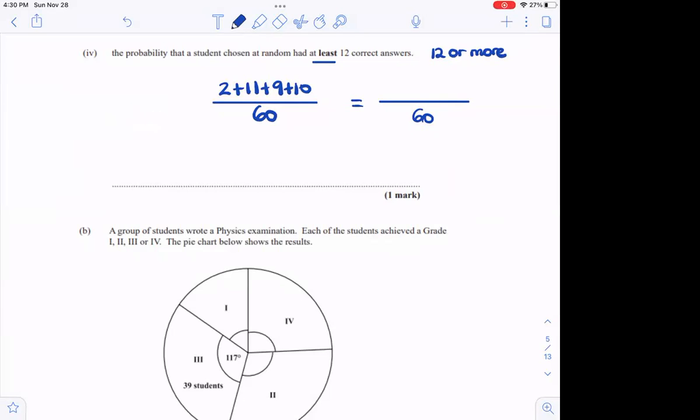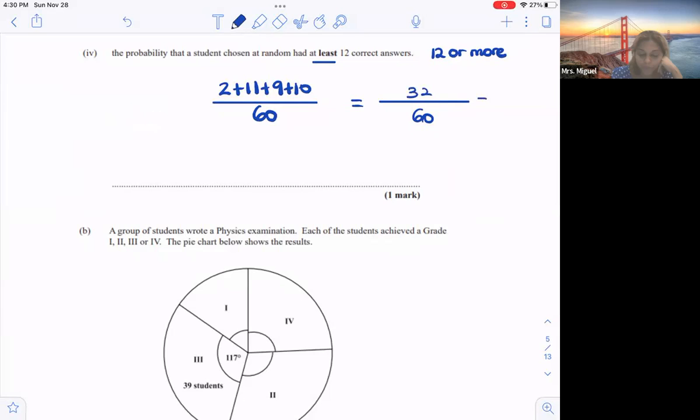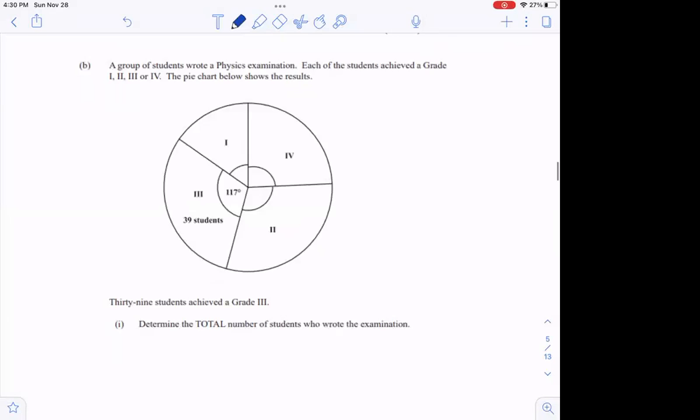32, miss. Right? And 4 could go into 32 8 times, and 4 could go into 60 15 times. So the answer is 8 over 15. Did anybody get that? Yes. All right, let's go.